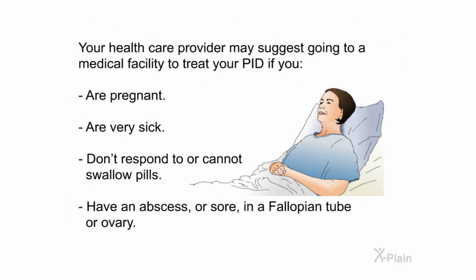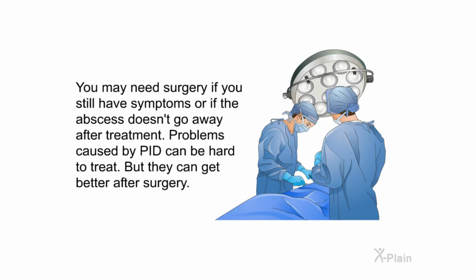Your healthcare provider may suggest going to a medical facility to treat your PID if you are pregnant, are very sick, don't respond to or cannot swallow pills, have an abscess or sore in a fallopian tube or ovary. You may need surgery if you still have symptoms or if the abscess doesn't go away after treatment. Problems caused by PID can be hard to treat, but they can get better after surgery.